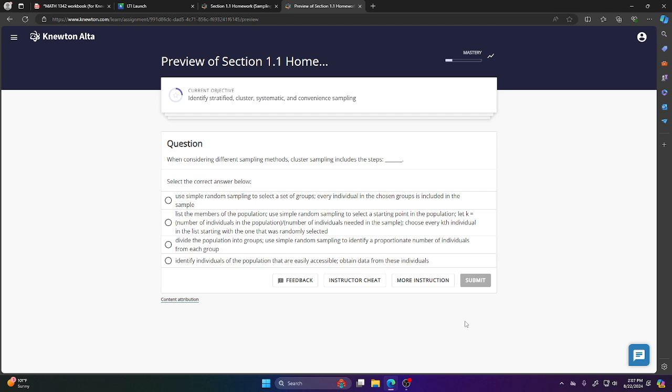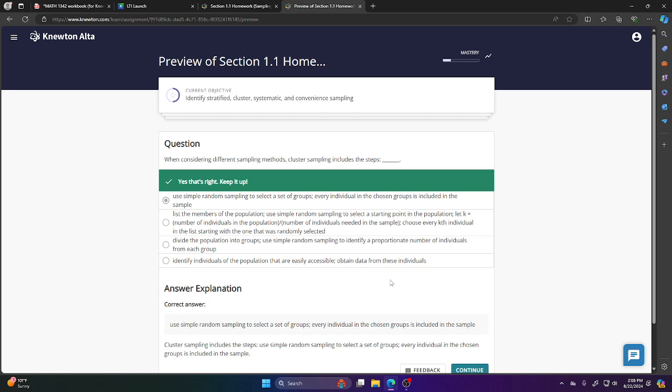Here's another one. Okay, so they're saying cluster, right? Cluster. Which one for cluster? A, B, C, or D? A? Yep, groups, clusters, and every person in that group. So everybody with this area code, everybody with the last name starting with A, everybody who has this zip code thing. Yep, exactly. Cool.